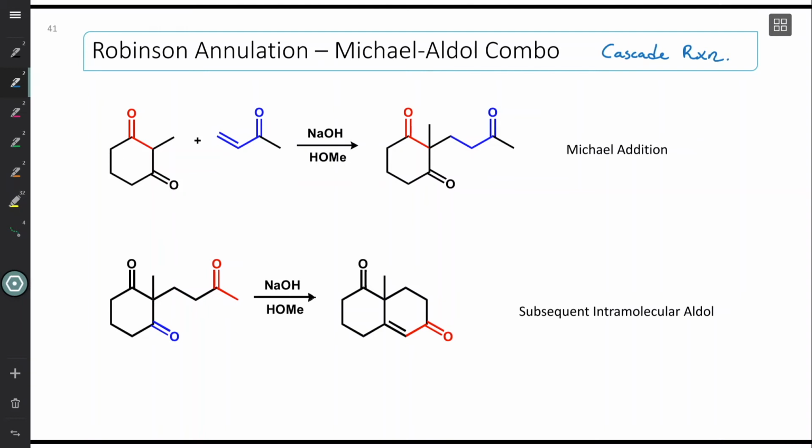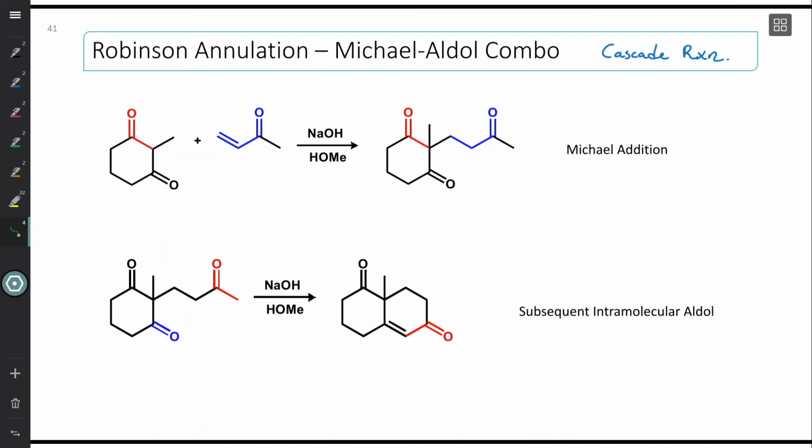And you want to be careful with the conditions that you use, right? Because basically the conditions you're using for the first step, like this base, also promote the second step. So it's very hard to stop if you are set up for that. If your Michael addition sets you up for another aldol, it's very hard to stop that from happening, because you still have the base there.